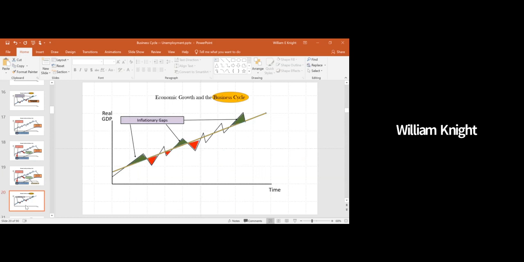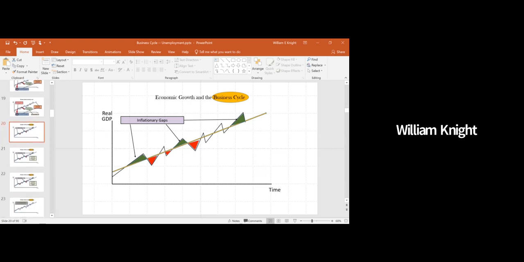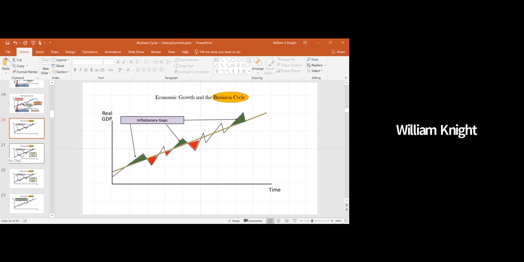Now, these are called inflationary gaps. And that is because there's too much spending. The economy can't keep up with the spending. There's more spending than there are goods and services on the shelf. So what happens? Prices rise. The undesirable macroeconomic consequence of an inflationary gap is, wait for it, inflation.